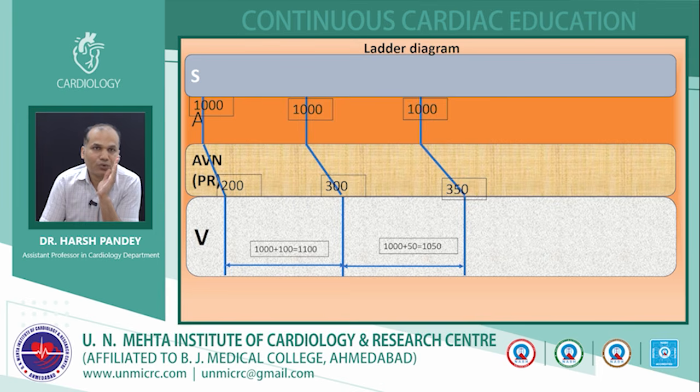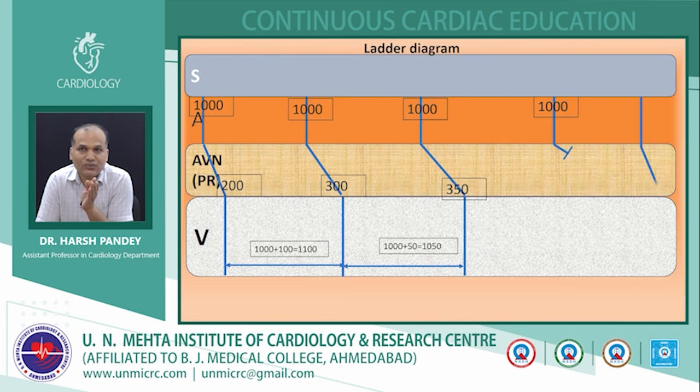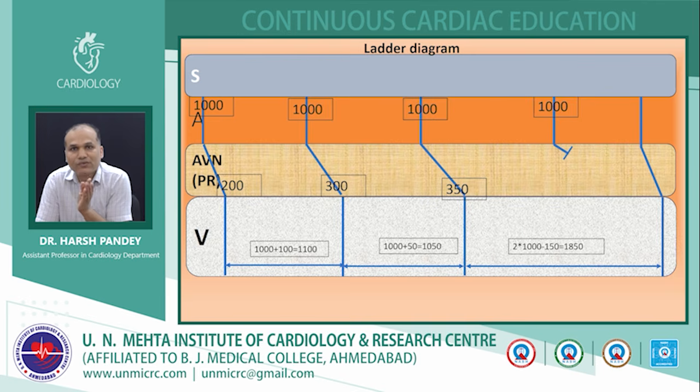So you can see there is a progressive increase in the PR interval, 200 to 300 to 350. But also you need to remember that this absolute increase is on the lesser side. The first increment was 100 milliseconds, the second increment was only 50 milliseconds. So with progressive increase, the last PR being conducted was the highest in number, 350, and subsequently the P wave got blocked, and again the beat was conducted with the shortest PR interval. And the duration of the pause will be less than twice the PP interval.